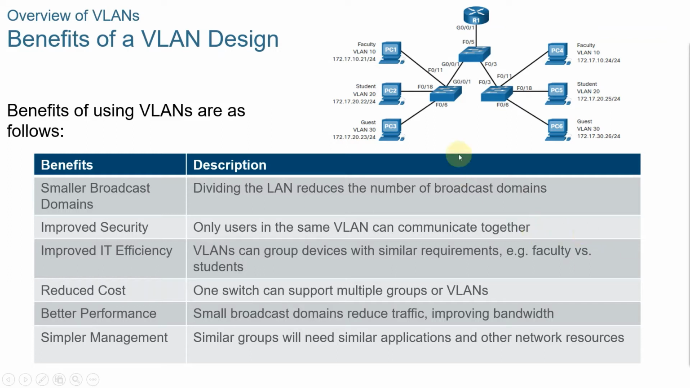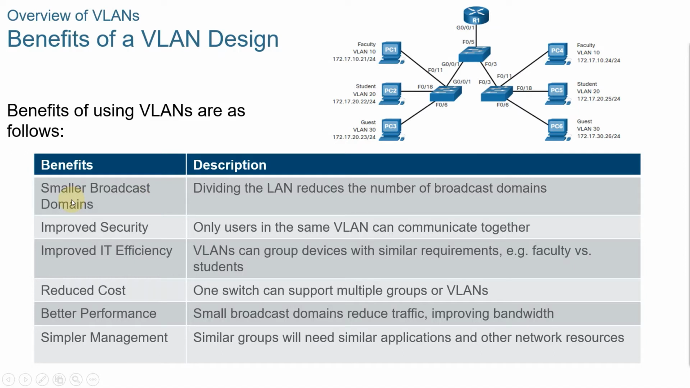So as shown here in the figure, supposedly we have VLAN 10, 20, and 30. VLAN 10 is faculty, VLAN 20 is student, and VLAN 30 is guest. And they are connected to 3 different switches. So the table below lists the benefits of designing a network with VLANs.